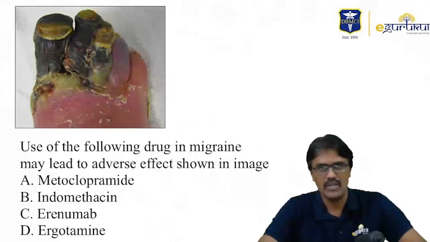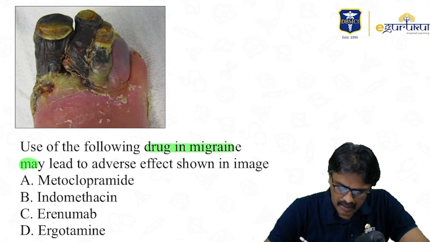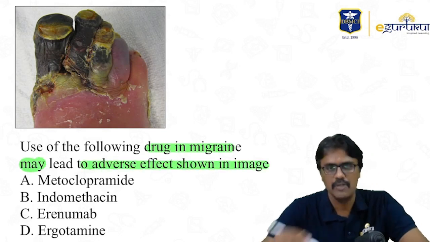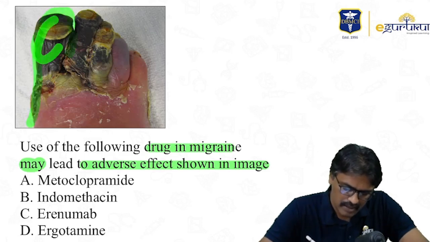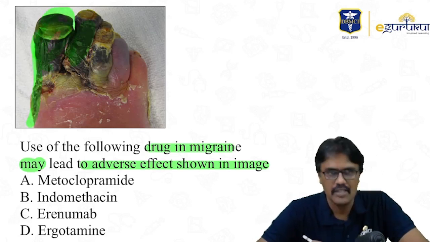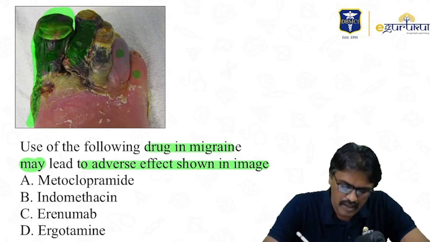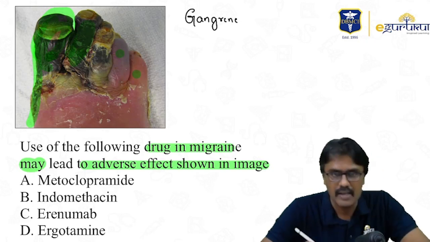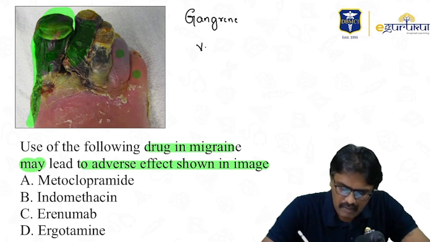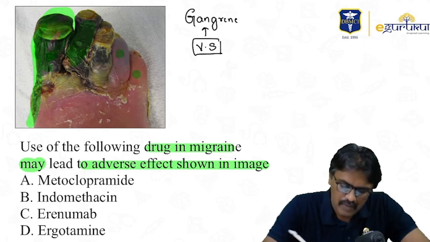Let me move on to the next question, guys. Use of the following drug in migraine may lead to the adverse effect shown in the image. You see the foot, and you can see the blackish discoloration of the big toe, the second toe, and the third toe, and you can see the progression. This is what we call gangrene, and one of the reasons is vasospasm. When there is vasoconstriction or spasm, that will lead to gangrene.